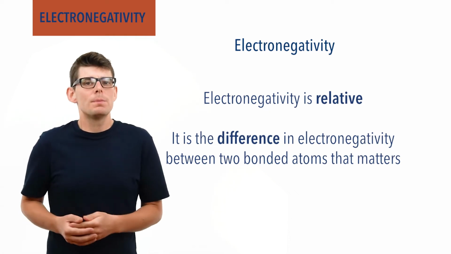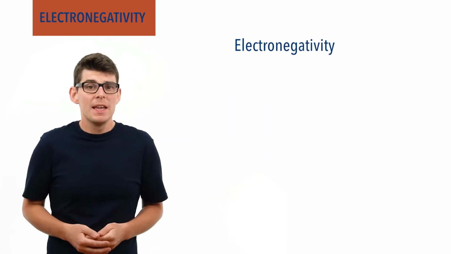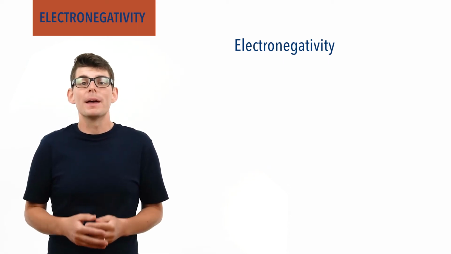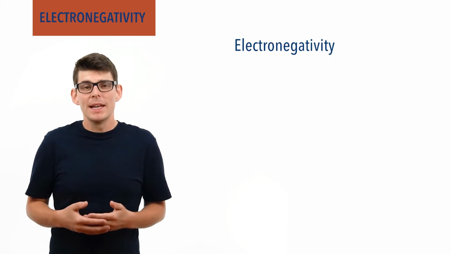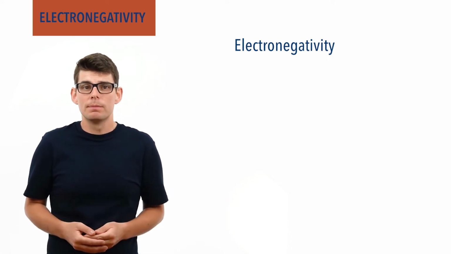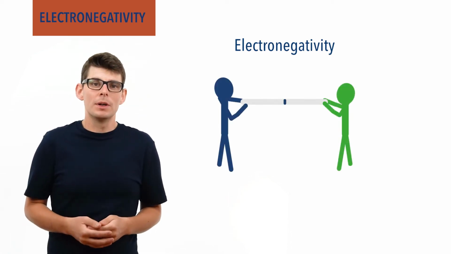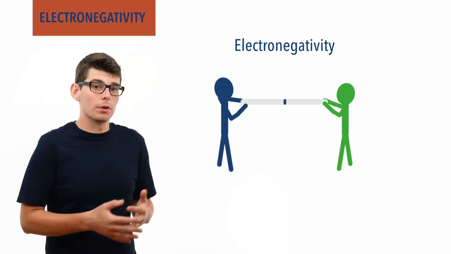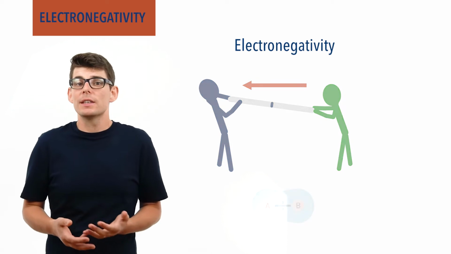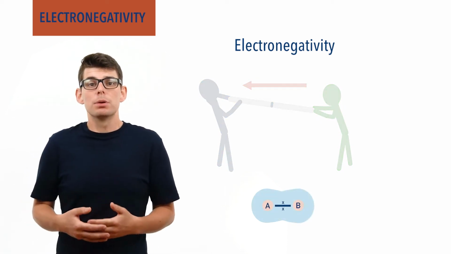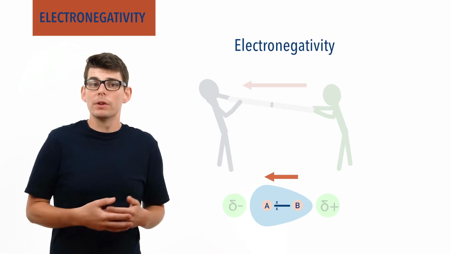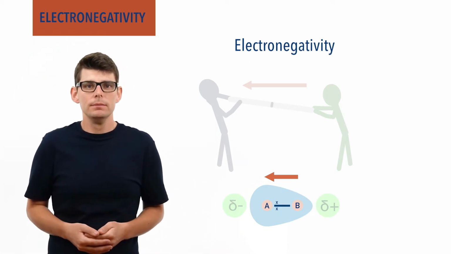It's a bit like two people in a tug-of-war competition. It doesn't really matter how strong one person is, it's how strong they are compared to the other person. Electronegativity is the same. If you have a very strong person pulling against a weaker person, then obviously the rope will just get pulled towards the stronger person. Just like the electrons in a covalent bond being pulled towards an atom with a higher electronegativity compared to the atom with a low electronegativity.